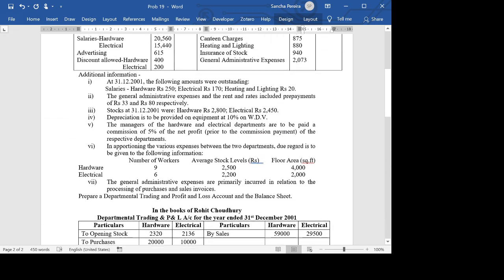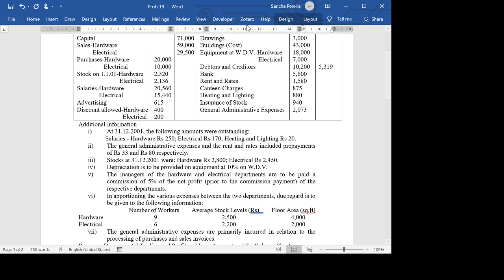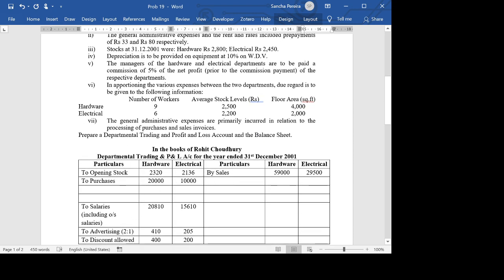Okay. So we have finished all this. We have finished this adjustment as well. We have taken it into account in both the places. Both the effects have been shown. Stock. Now this is the closing stock. Again, two places in the departmental trading and profit and loss account. By closing stock, hardware is 2,800, and this side we have 2,450.